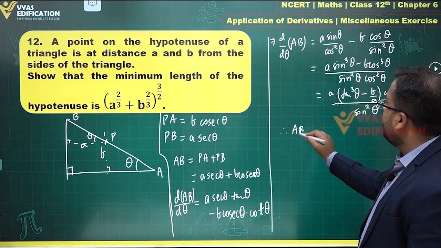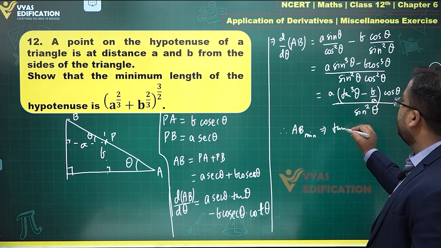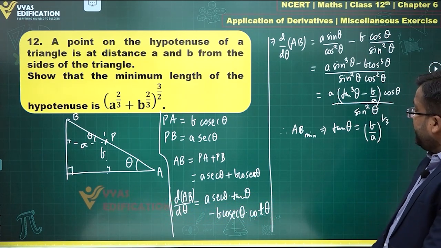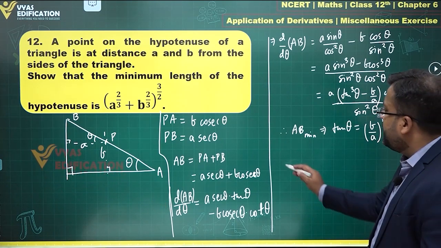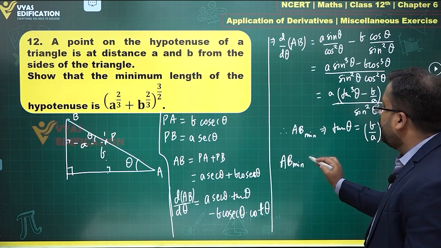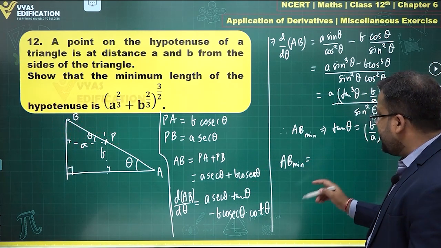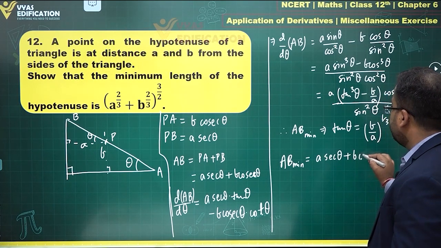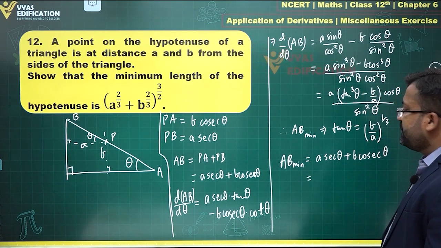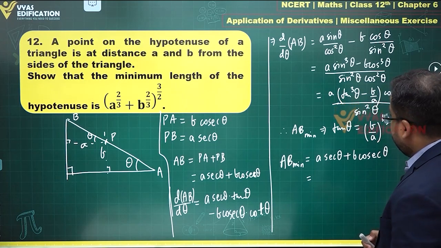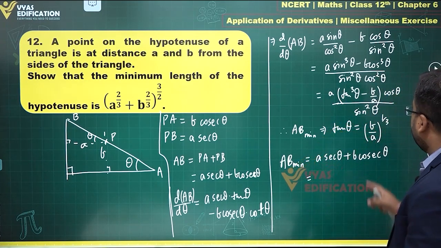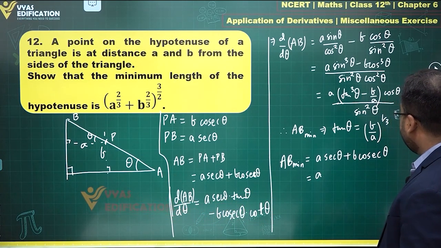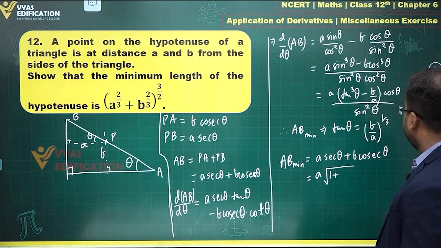Therefore, for AB minimum, tan theta is equal to (B upon A) power 1 by 3. That's what I'm interested in. If tan theta equals this for AB minimum, the minimum length of AB will be equal to what? We already know AB is A sec theta plus B cosec theta, and I can easily find the value of sec theta. Sec theta is under root of 1 plus tan square theta. So A times under root of 1 plus tan square theta.